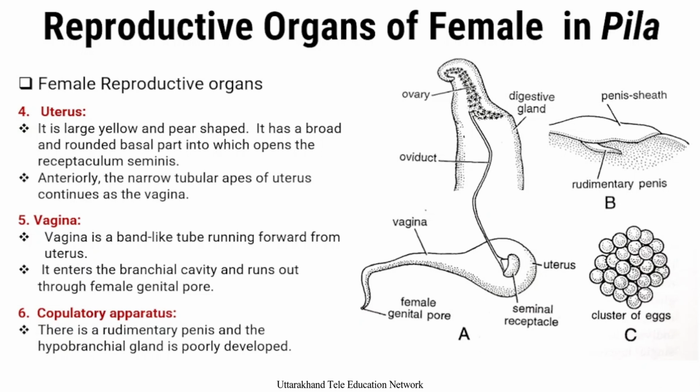Now come to the uterus. It is large, yellow and pear shaped. It has a broad and rounded basal part into which opens the receptaculum seminis. Anteriorly, the narrow tubular apex of the uterus continues as the vagina. The vagina is a band-like tube running forward from the uterus. It enters the branchial cavity and runs out through the female genital pore. And the copulatory apparatus is a rudimentary penis, and the hypobranchial gland is very poorly developed.